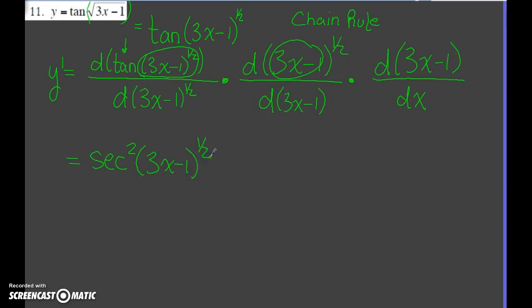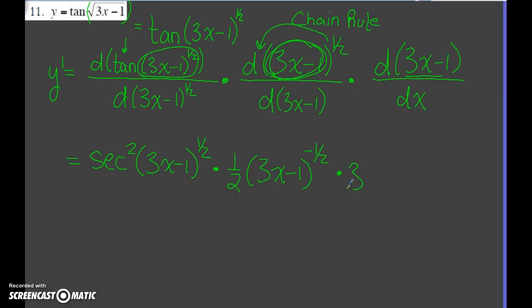And multiply it times the derivative of this function, just paying attention to the outside part, bringing it over, leaving the inside part alone, to the 1/2 minus 1, which is negative 1/2, times the derivative of this linear function, which is just 3.